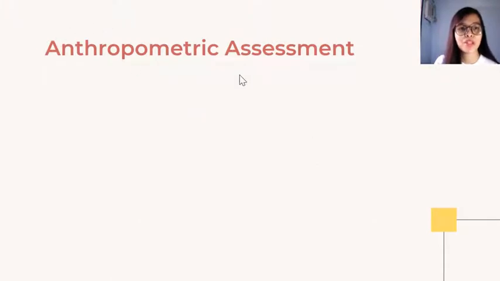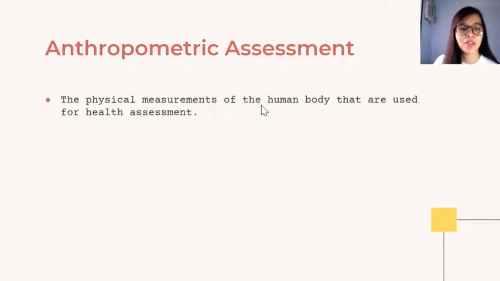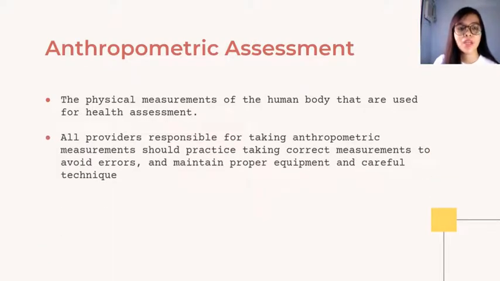Okay, so anthropometric assessment. When we say anthropometric or anthropometry, it came from the word anthropos, which means human, and metron, which means measure. So literally it means the measurement of the human body. It's basically the physical measurements of the human body that are used for health assessments. All providers responsible for taking anthropometric measurements should practice taking correct measurements to avoid errors, and maintain proper equipment and careful technique.